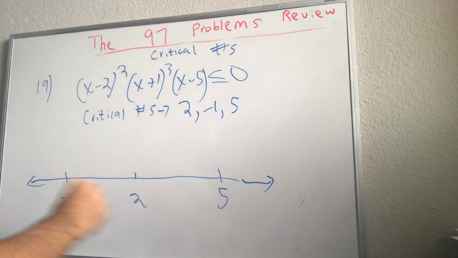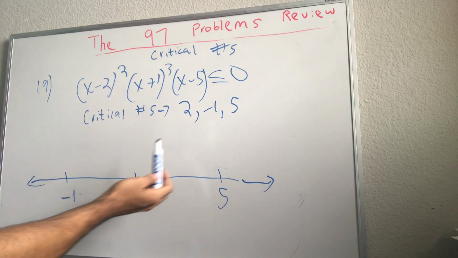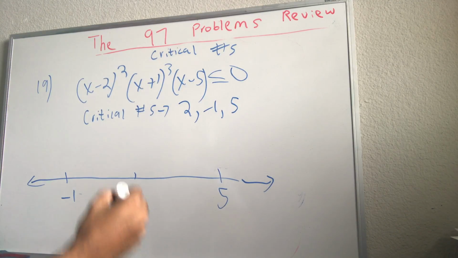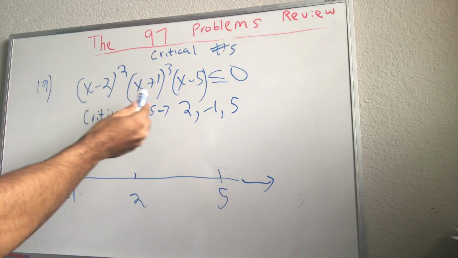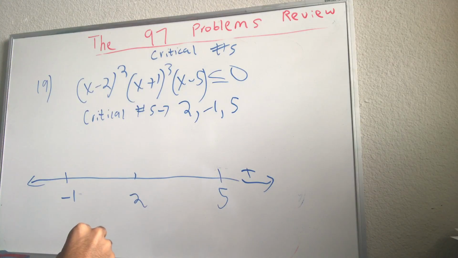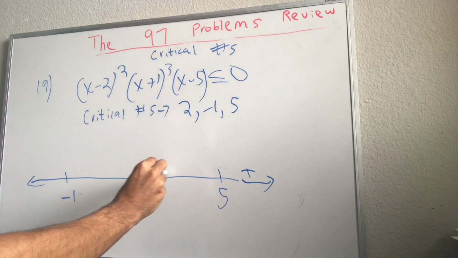And now we want to again take one value in each of these 4 intervals: the 1st interval, 2nd interval, 3rd interval, 4th interval. So we take something like 6. This is positive, this is positive, this is positive, therefore this is positive. Take something like 3. You see that this is positive, this is positive, however this is negative, so overall it must be negative.